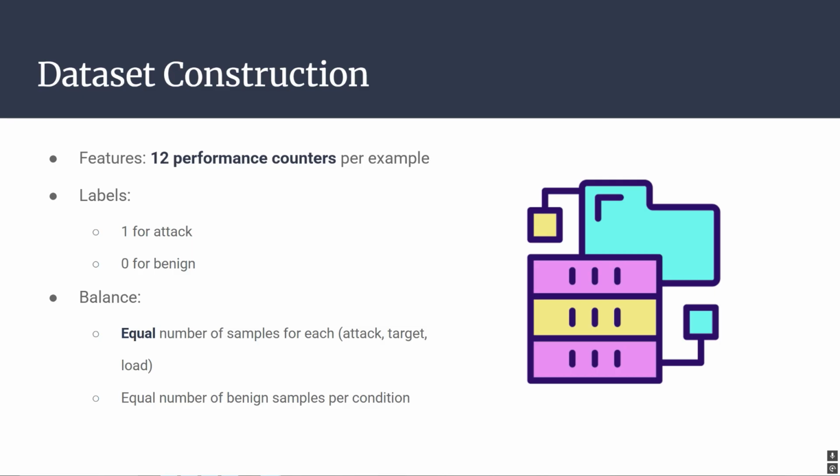That means that for every unique combination of attack, target library, and system load, we collected an equal number of samples. And for each of those attack scenarios, we collected an equal number of benign samples under the same conditions. This balance is critical to avoid bias in the training process and ensure that the model learns meaningful distinctions rather than just overfitting to imbalanced data.